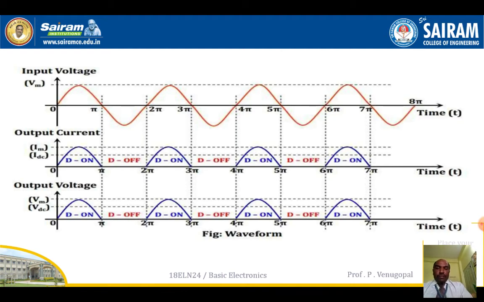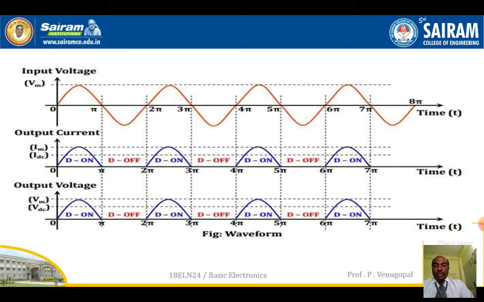In this waveform, it is observed that for the positive half cycle the diode is on, and for the negative half cycle the diode is off, which means the negative half cycle is suppressed. So the output current during the positive half cycle is I0 = Im sin ωt. Similarly, the output voltage during the positive half cycle is V0 = Vm sin ωt.